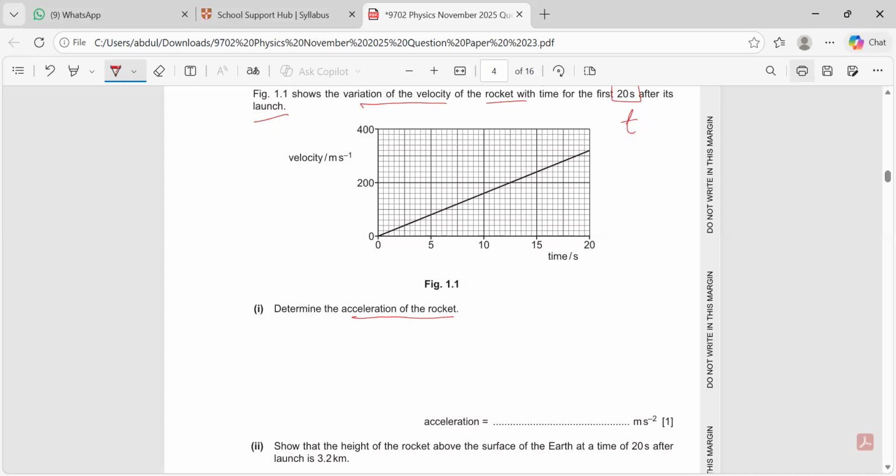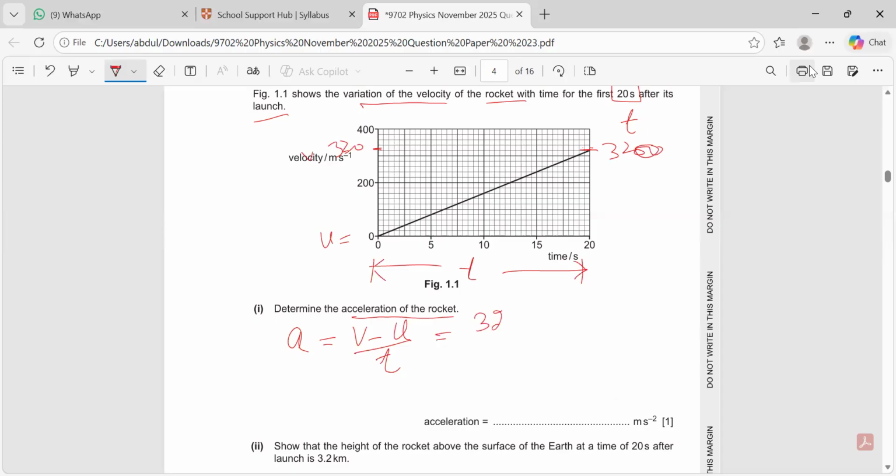This is a velocity time graph, and we know the gradient of the velocity time graph is acceleration, or a is equal to v minus u over t. What is t? t is this 20 seconds. What is u? That is equal to 0. And what is v? This is 2000, 3000, and here this is 320. Not 3200, 320. So that is v. All the data is with us.